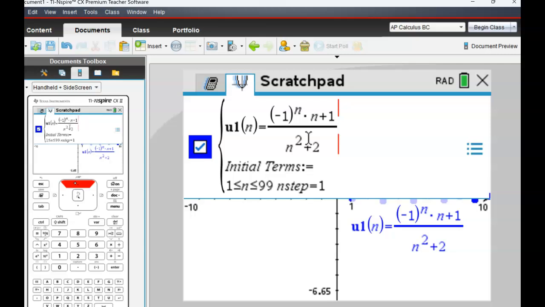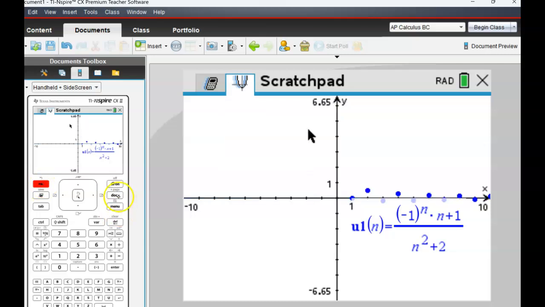But I'm curious about the step. What if you said that's 2 or 0.5? Where do you usually start n equals? One. Then 2, then 3. Wait, so what does initial terms do? That's if we want to define it differently. But if we're just putting the function in, it's automatically going to make the first term.